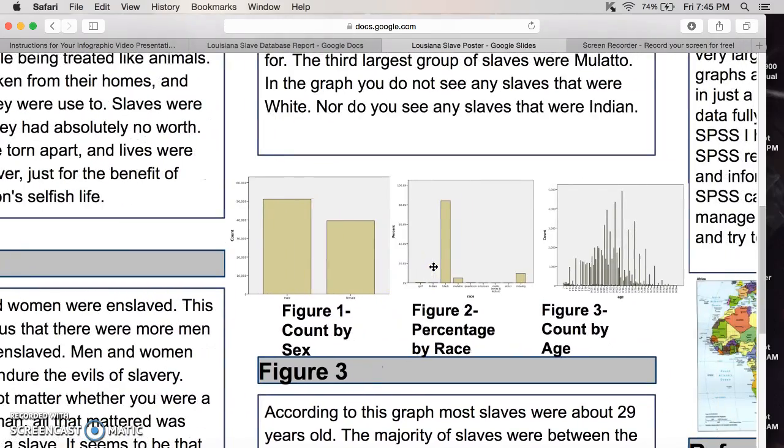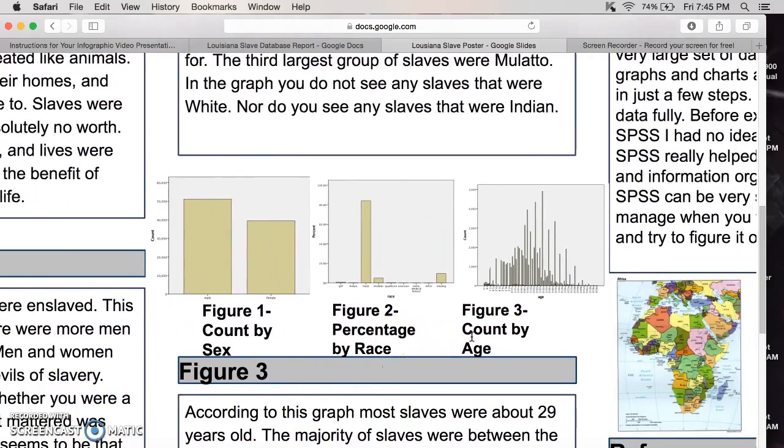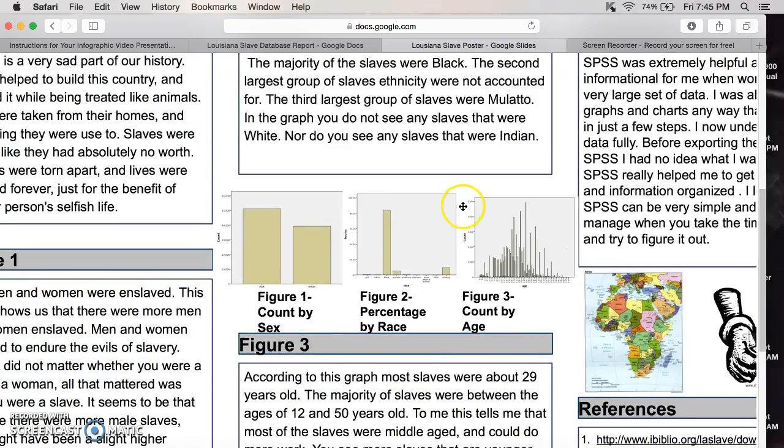Secondly, I saw in figure two that the largest group of slaves were actually black. The second largest group, which was a very small percentage of slaves, the race was not accounted for. It was missing. And then the third largest group was mulatto, which is half black and half white.